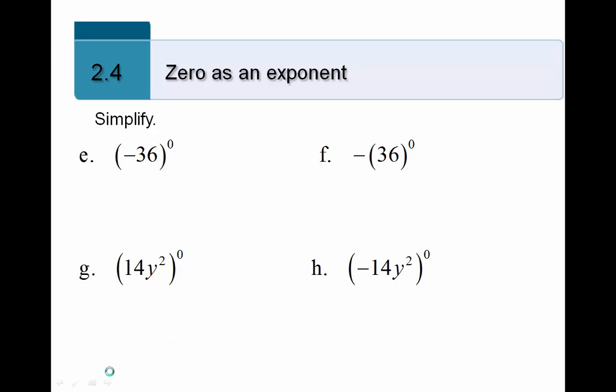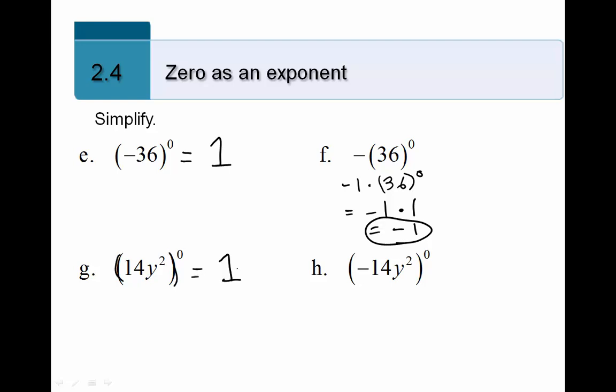Negative 36 raised to the 0 power will equal positive 1. It's all within the parentheses, all being raised to the 0 power. However, in F we have a negative 1 times 36 to the 0 power. So this equals negative 1 times 1, which will equal negative 1. 14y squared, all being raised to the 0 power, will equal positive 1. In H, negative 14y squared, all being raised to the 0 power, will also equal positive 1.